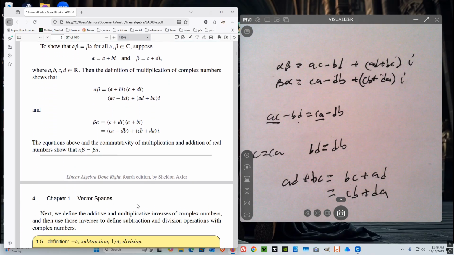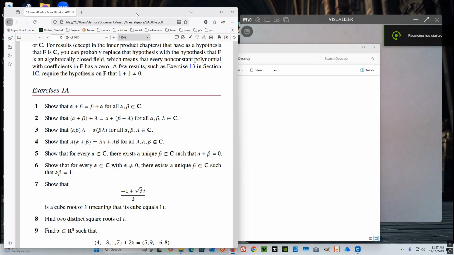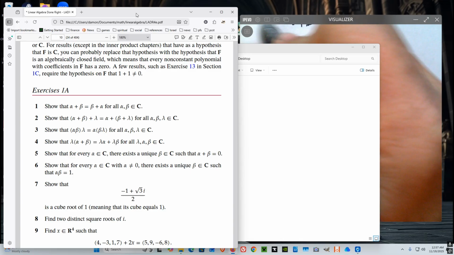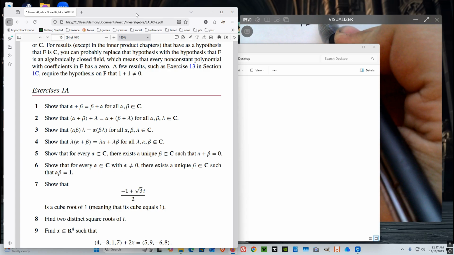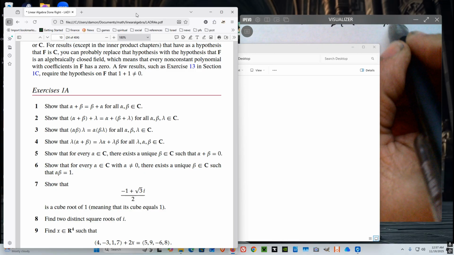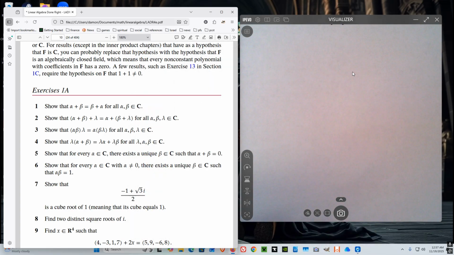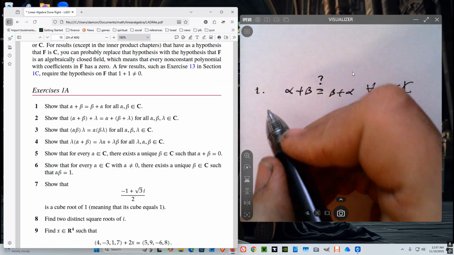I said I would try and do a problem, so let's go to the problem set. All right, with the magic of video editing, let's do problem number 1 and show that alpha plus beta equals beta plus alpha for all alpha and beta a complex number. Oh, you can't see that, can you? Sorry about that. Alpha plus beta equals beta plus alpha is what we want to show.